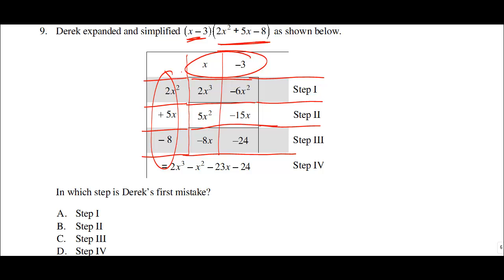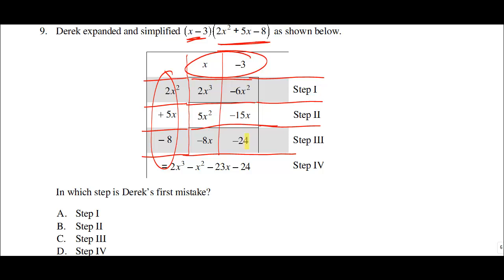So he went x times 2x squared is 2x cubed. That seems to be reasonable. Then he went the x times the 5x is 5x squared. That seems reasonable. X times negative 8 is negative 8x. Everything looks good. Now let's deal with the negative 3. Negative 3 times 2x squared gives you negative 6x squared. That looks good. Then we have negative 3 times the 5x. That gives you negative 15x. That looks reasonable. And then we have negative 3 times negative 8 is negative 24.